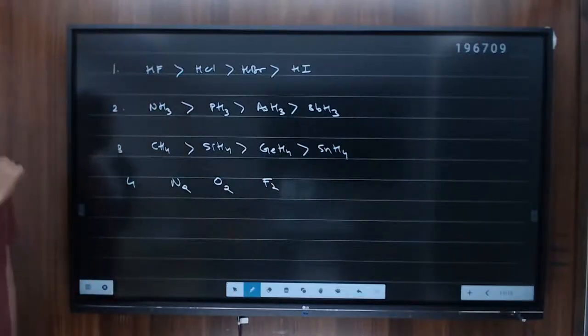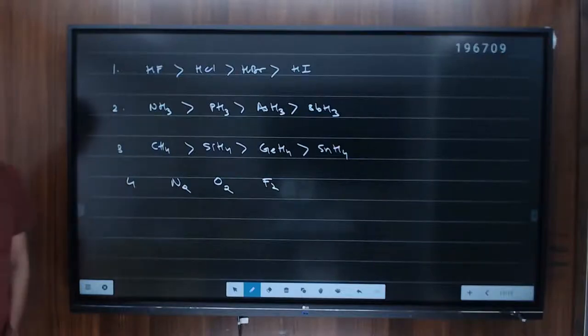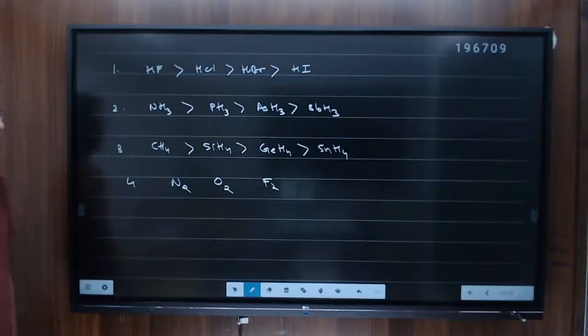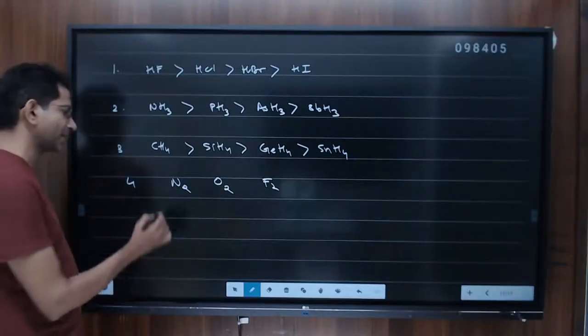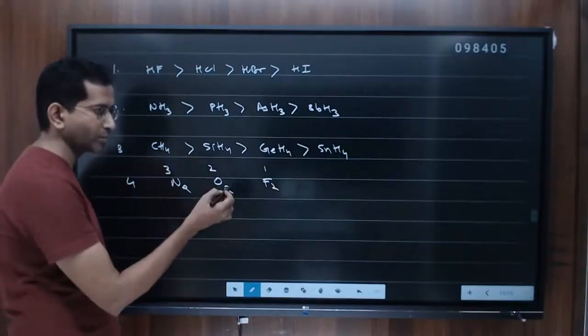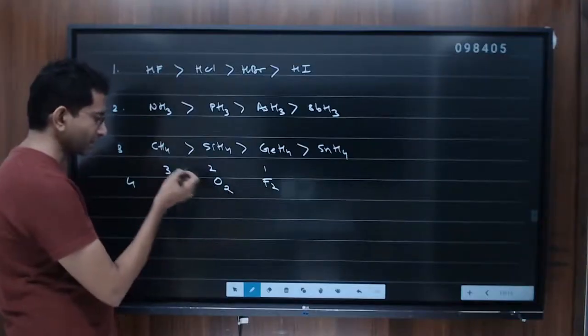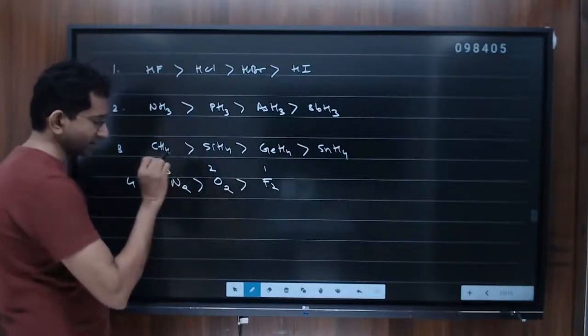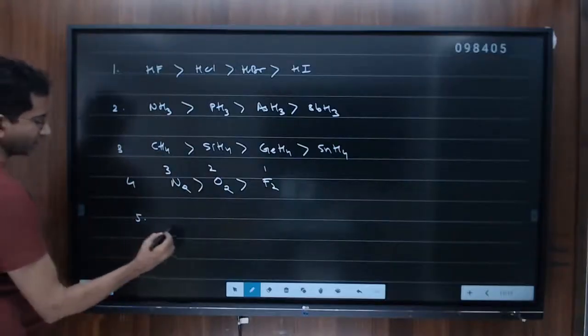You will have to apply your brain a little bit. Of course, you should apply that this has a triple bond, this has a double bond, this has a single bond. So a single bond can be broken most easily as compared to a double bond, as compared to a triple bond. So the thermal stability will be like this. Remember this.